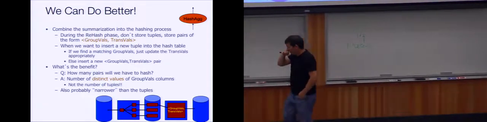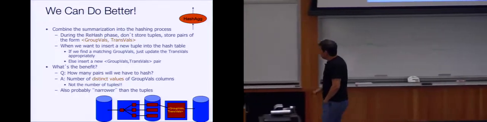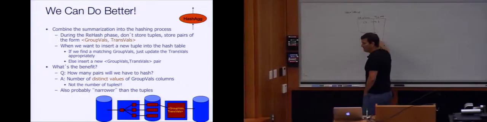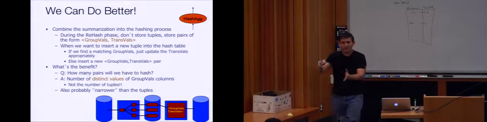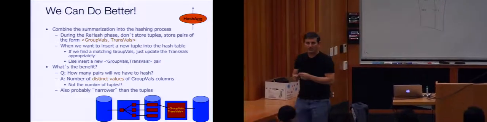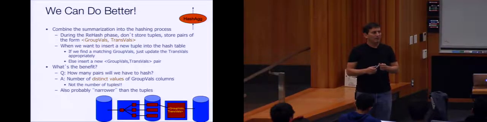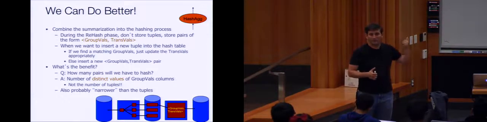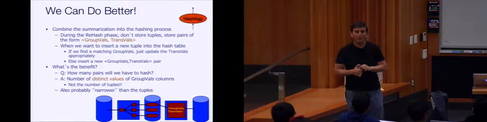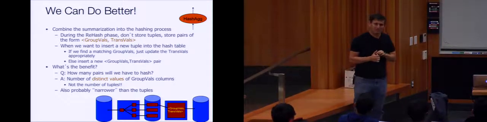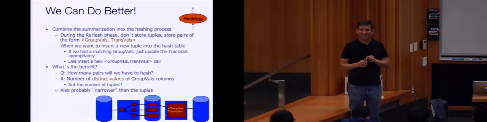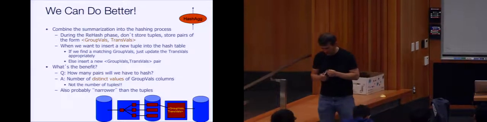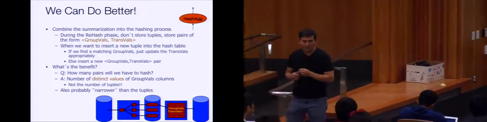So my question to you is, why is this better? Can anybody see why this is better than just doing hash followed by, for each hash group, passing the tuples to aggregate? And I'll tell you, this could be like infinitely better. Well, maybe not infinitely. It could be way better. All right, I'll give you a clue. Suppose that what you're trying to count up is the number of males versus the number of females.